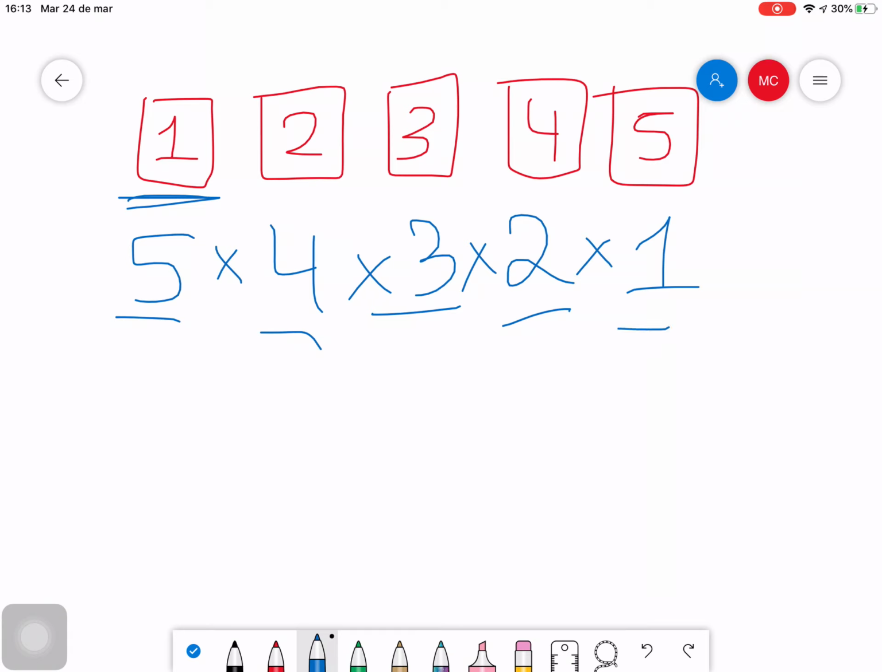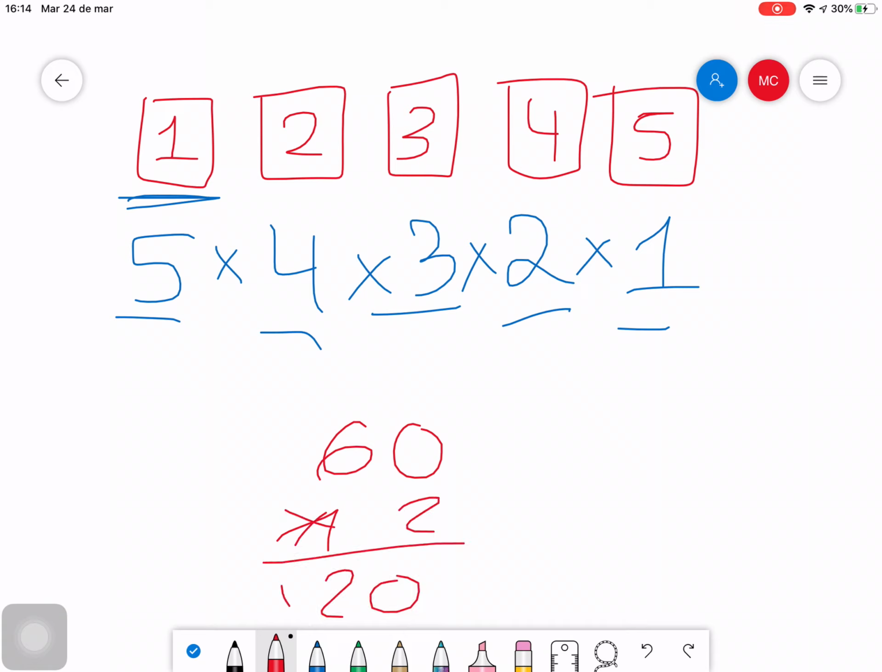And then I start multiplying and I say 5 times 4 is 20. 20 times 3 is 60. And then, wait, I'm gonna keep it here. 60 times 2 is 120. So, times 2, 120. And that by 1 is 120. That means I can have 120 possible combinations depending on the order that I arrange the paintings.